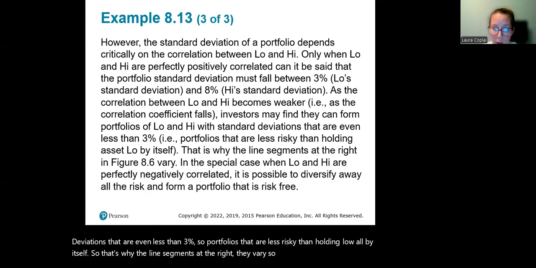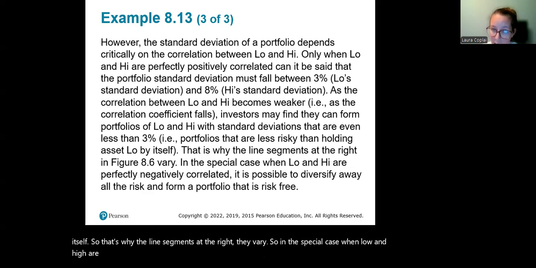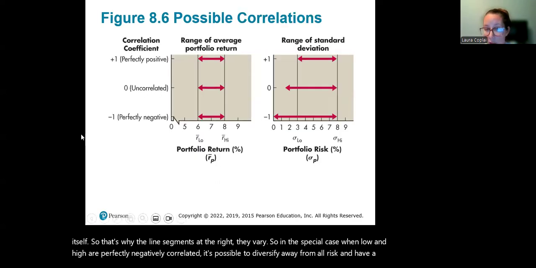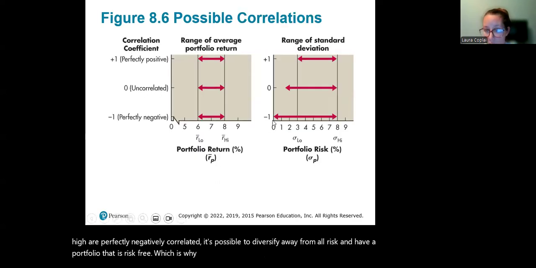So in the special case when low and high are perfectly negatively correlated, it's possible to diversify away all risk and have a portfolio that is risk-free, which is why we see here it goes down to 0, and it could potentially go lower.